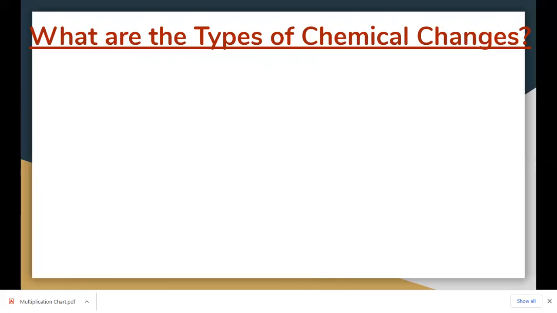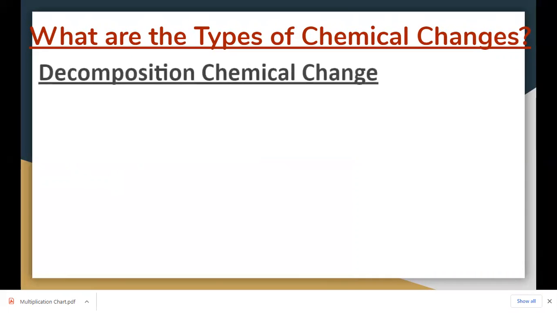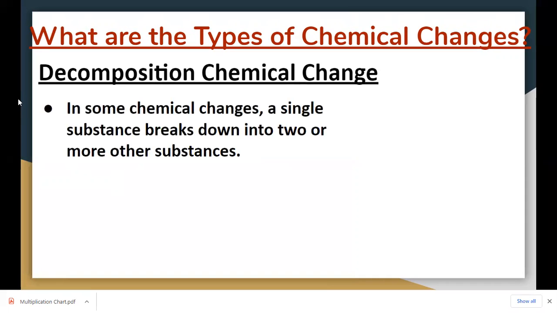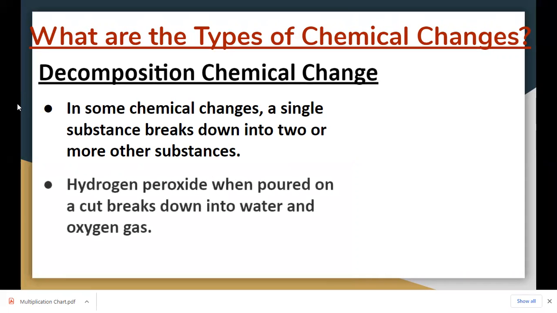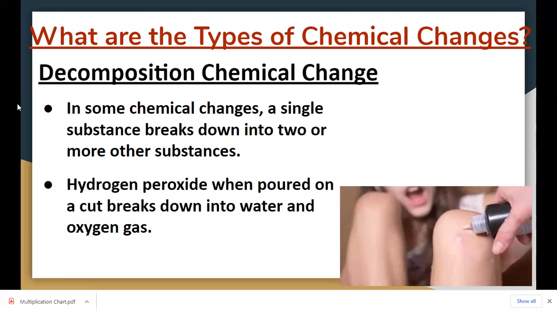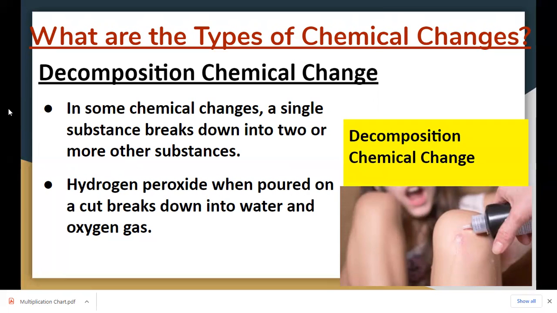What are the types of chemical changes? Just like physical changes, there are different types. Now we're going to talk about the chemical changes. So decomposition chemical change is the first one. In some chemical changes, a single substance breaks down into two or more substances. Hydrogen peroxide, when poured on a cut, breaks down into water and oxygen gas. So it's one substance to begin with, becomes two completely different substances after the chemical reaction. And those two substances have different properties. That's the decomposition chemical change.